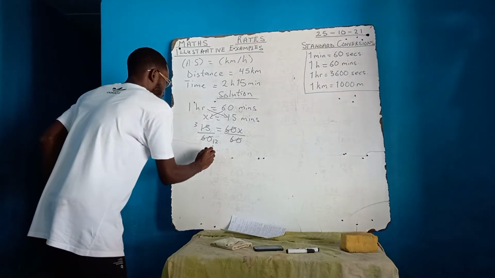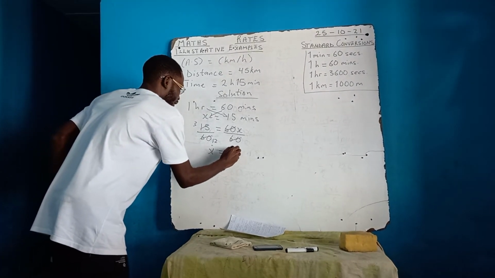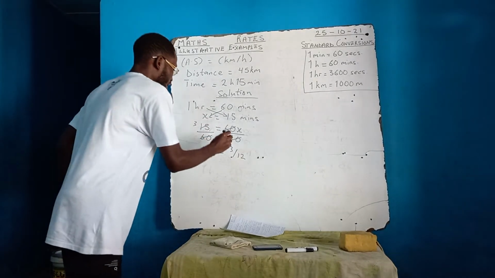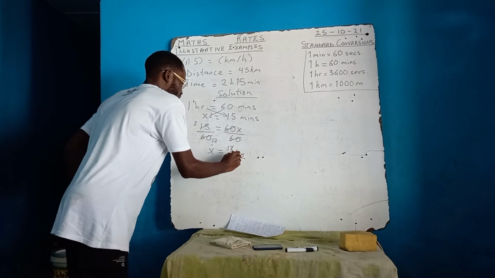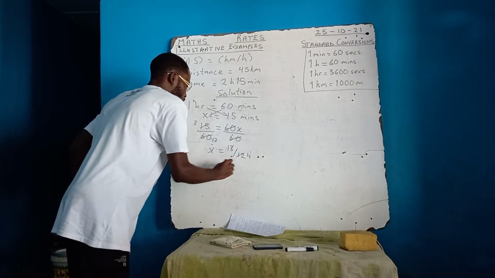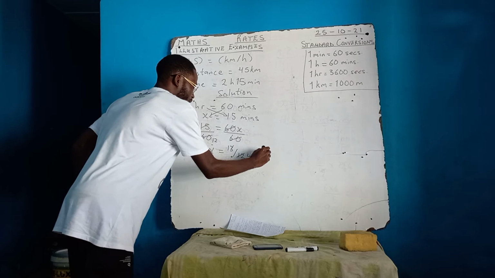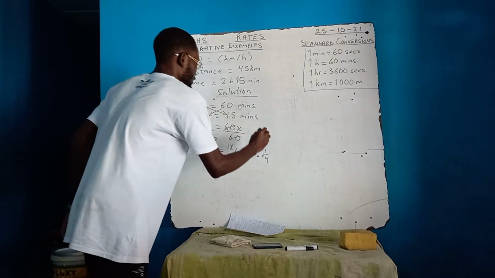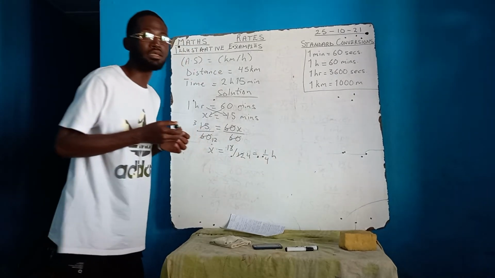Then we are also going to have x is equal to 3 over 12, but we can still reduce this fraction. So we are going to have 3 goes into itself once, and it goes into 12 4 times. So it means our x is now what? 1 over 4, that is hours. So a quarter of an hour.